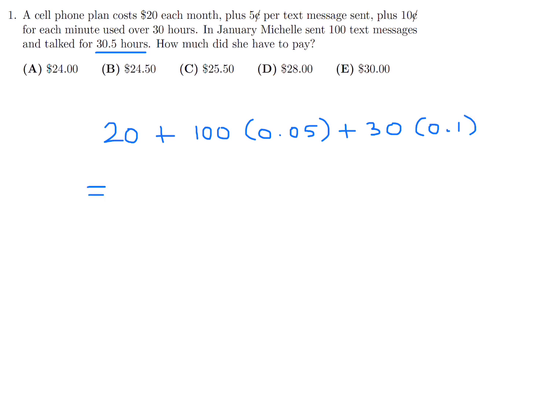So that is the formula. That's going to be 20 plus, let's see here, 100 times 0.05 is 5, and then 30 times 0.1 is 3. So 20 plus 5 plus 3 is 28. And therefore, number 1, the answer is D.